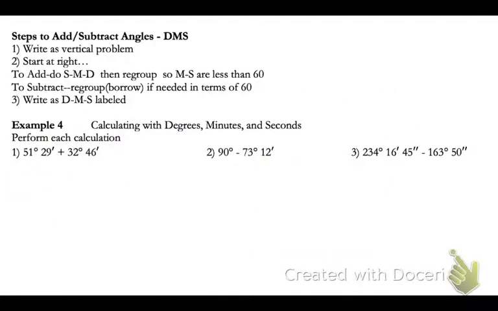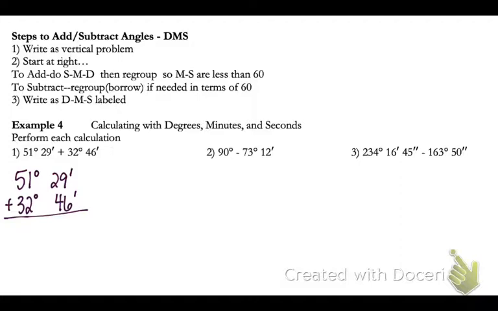Next, we're going to add and subtract degrees, minutes, seconds. So first of all, our first step is going to be to write the problem as a vertical problem. And then starting at the right, if we're going to add, then we may have to regroup so that your minutes and seconds are less than 60. To subtract, we may also have to do some borrowing. So this might take you back to 4th grade math a little bit. In the end, write your final answer as degrees, minutes, seconds with proper labels.